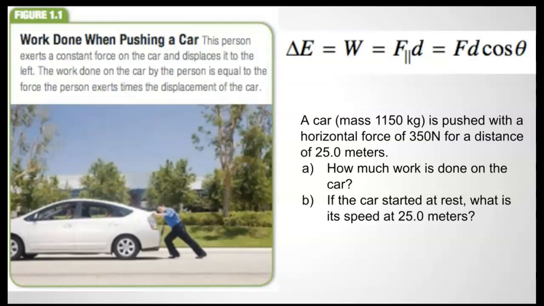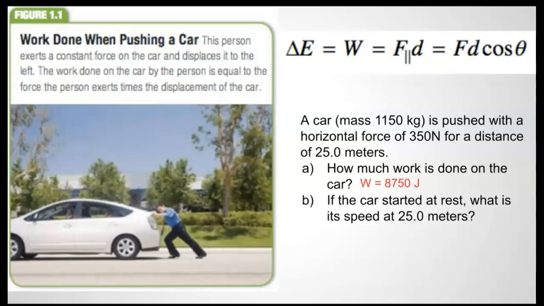How much work is done on the car is going to be the applied force, the 350 newtons in this case, times the displacement of 25 meters. And it does not matter whether this person is pushing to the right or to the left. This is because it's a scalar, and because even if you put the negatives in, you would have the negative distance times the negative displacement times the negative force. But I don't want you to put them in, and that's why on the equation sheet I did put them in as absolute values. The cosine theta will take care of it.